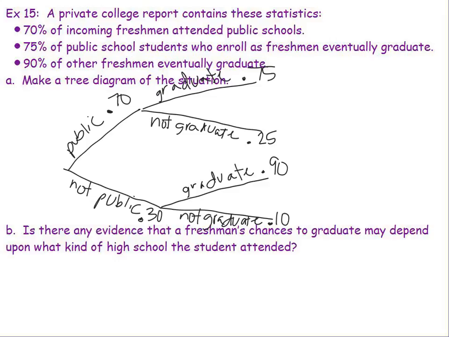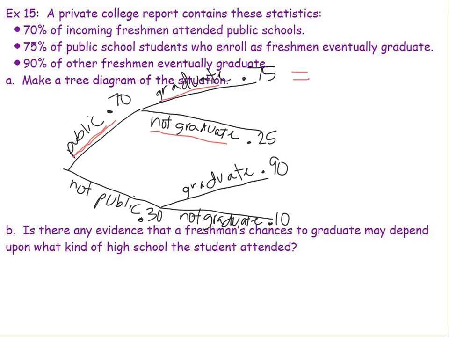Now, this is what the tree diagram looks like. We do need to talk about how we use this. So this first pair of branches are the people who go to public school and graduate. Notice I said the word "and" in there. The second pair of branches are those that go to public school and do not graduate. I keep using that word "and" because we've learned that "and" means multiply. So I'm going to multiply the options on the branches.